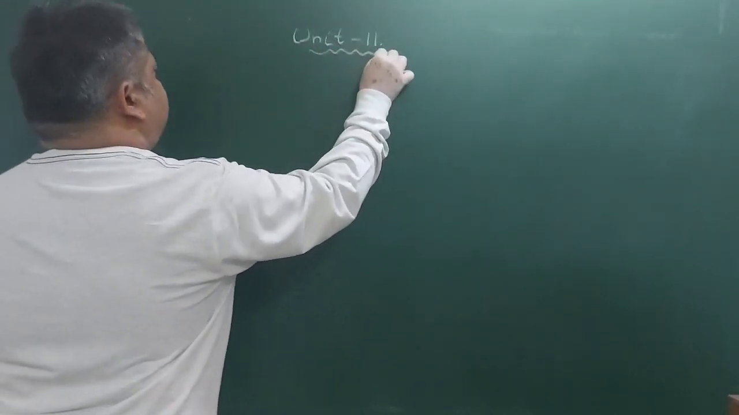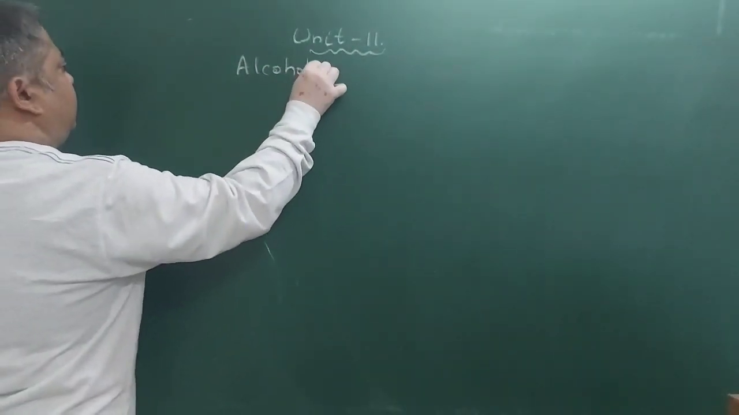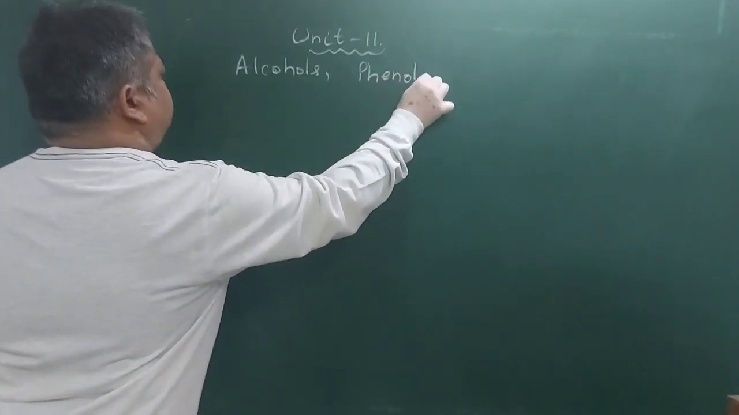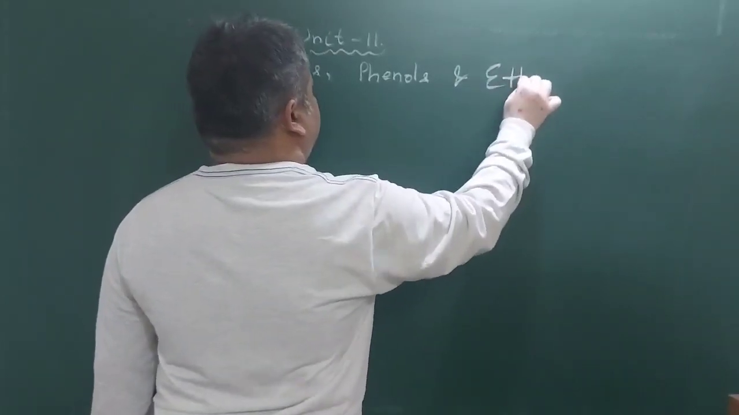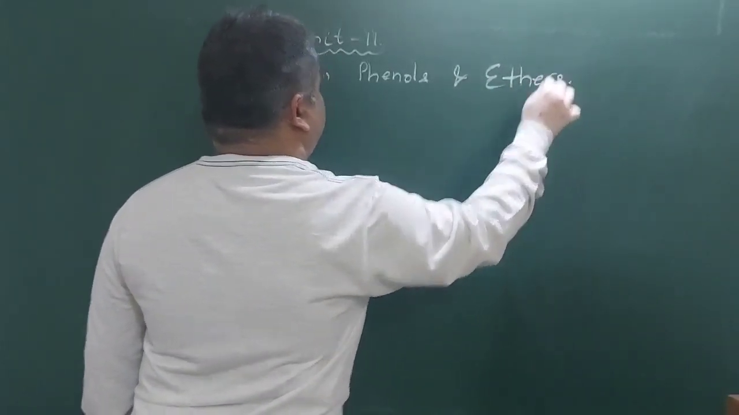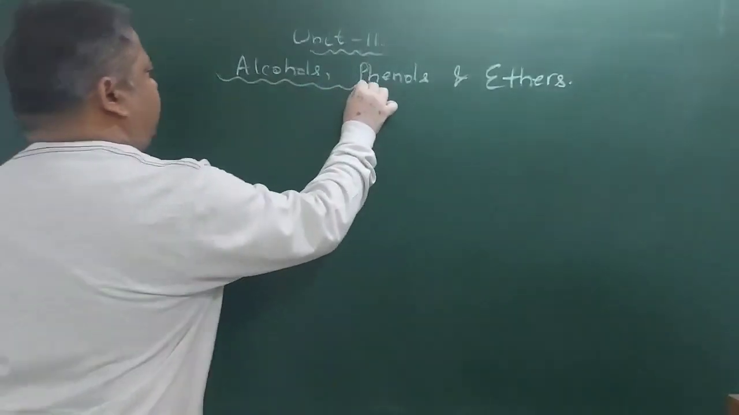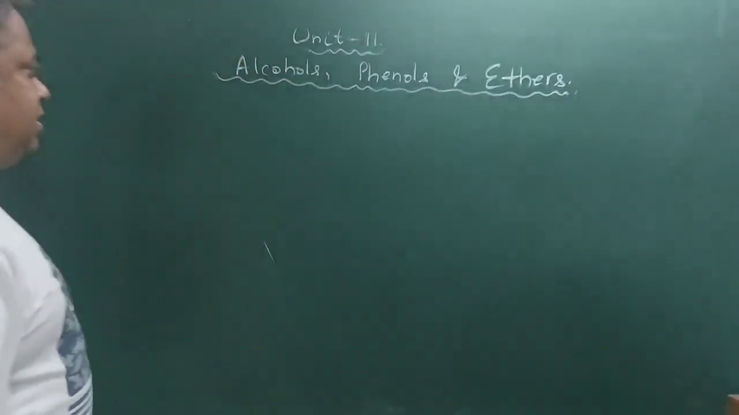Name of this unit is alcohols, phenols, and ethers. Now, why do we study these three types of organic compounds together? Because they have some similarity. What is the similarity?